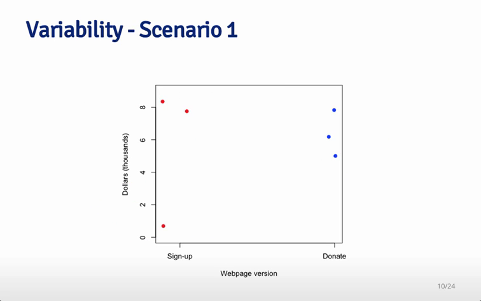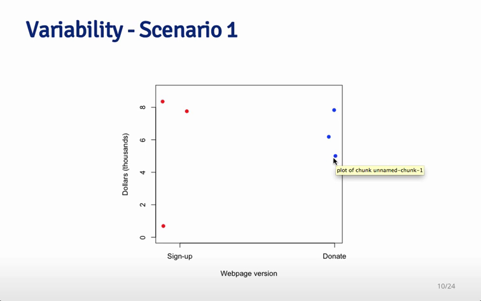So here is one scenario. Suppose that the data they collected hypothetically turned out this way. There were two versions of the website: the donate version and the sign up version. What they could do is say, for every 1,000 visitors, what was the average number of dollars donated? For 1,000 visits, you might get about $6,000 on average over the course of a week.